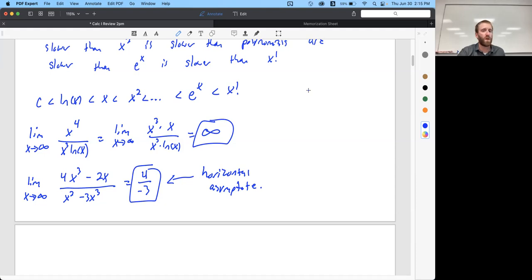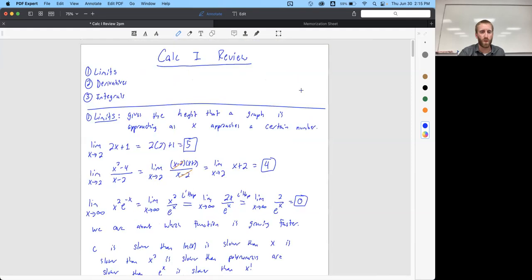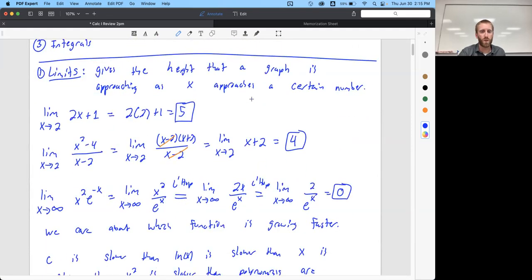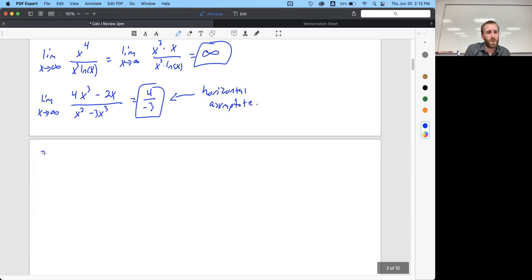Okay. Questions about that limit stuff? Okay. Then let's move to derivatives, which are also limits.